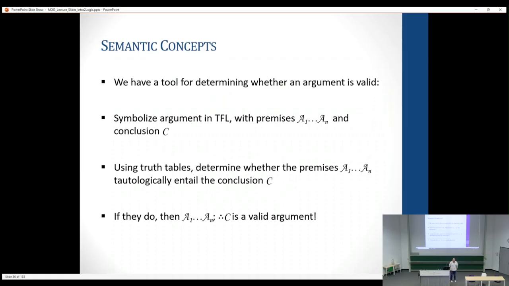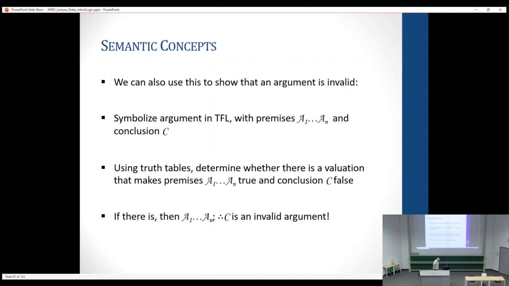So this is how we can use truth tables to determine validity. And we can also show an argument's invalid by the same thing. Again, we come up with a valuation where the premises are true and the conclusion's false. So this is the real beauty of this system.